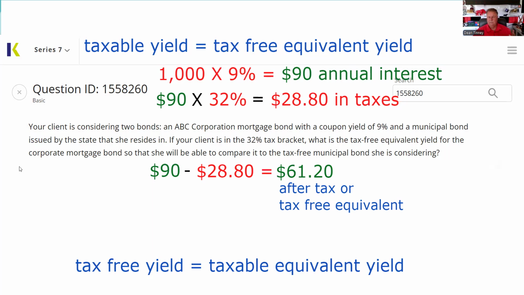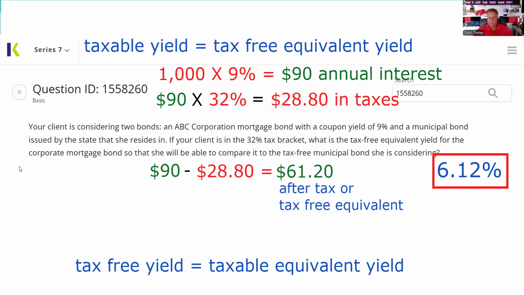Now, in a muni, that would relate to a muni with a coupon of 6.12. So there's the answer to the question, right? If we can get, for example, a 6.5% muni, that would be the better choice, given that all other things are equal, which they never are, right? So 9% taxable is the equivalent of 6.12% tax-free.